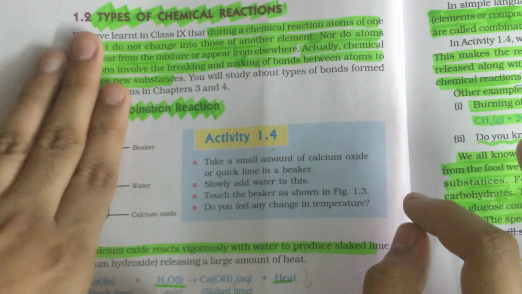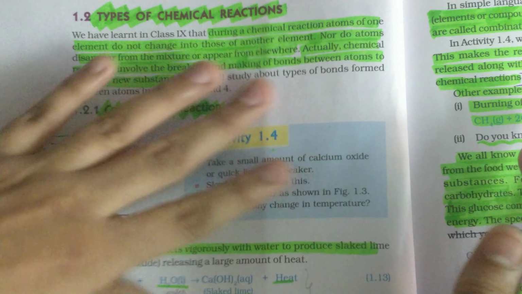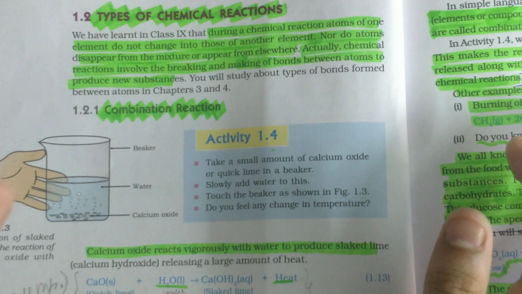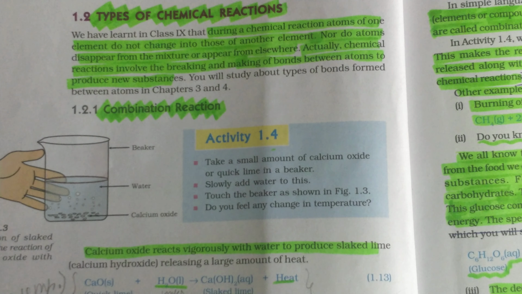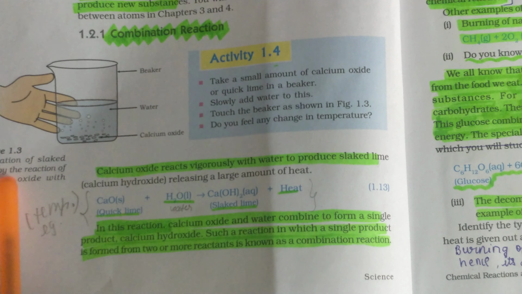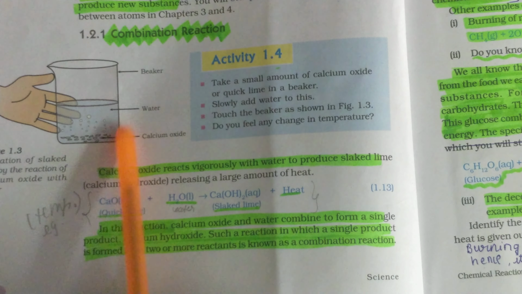Now let's see the first type, which is very interesting and very important. Every single thing of this is the main theory part. So first, obviously, let's see what the combination reaction is. Okay, so here there is a formation of slaked lime by the reaction of calcium oxide with water. So this is the slaked lime.